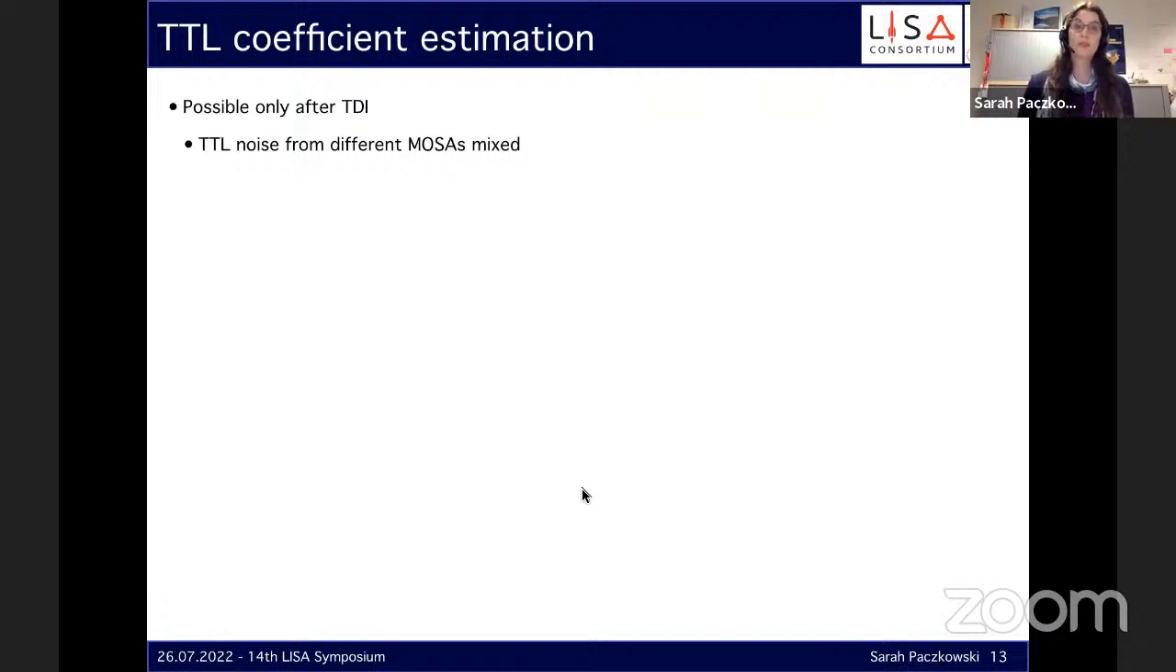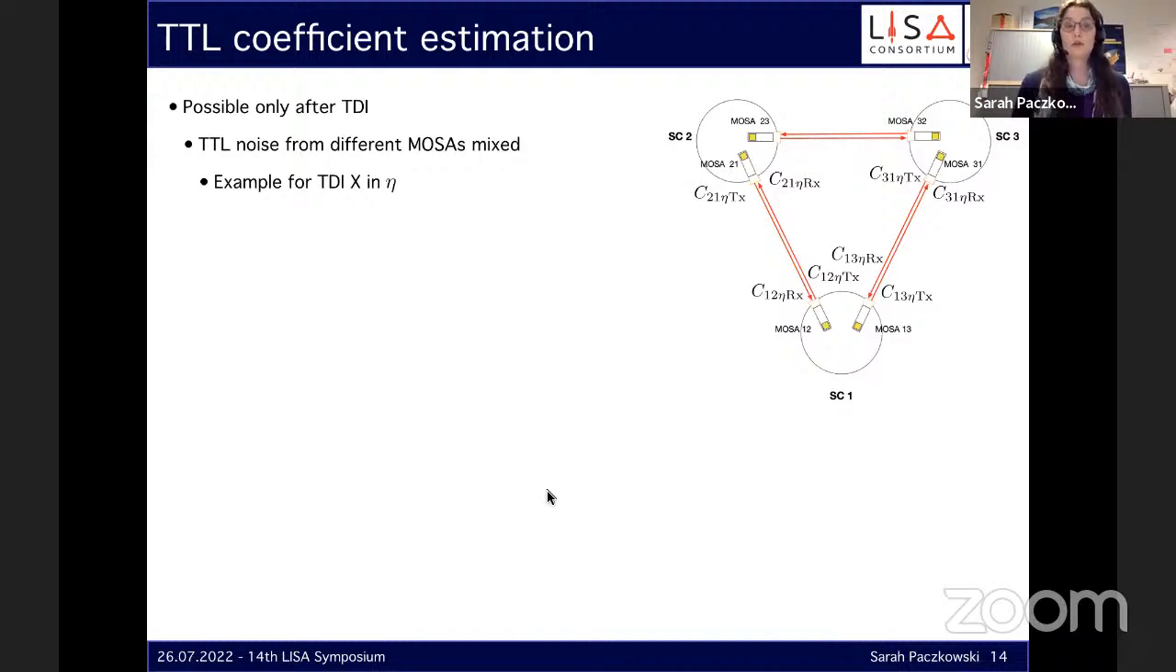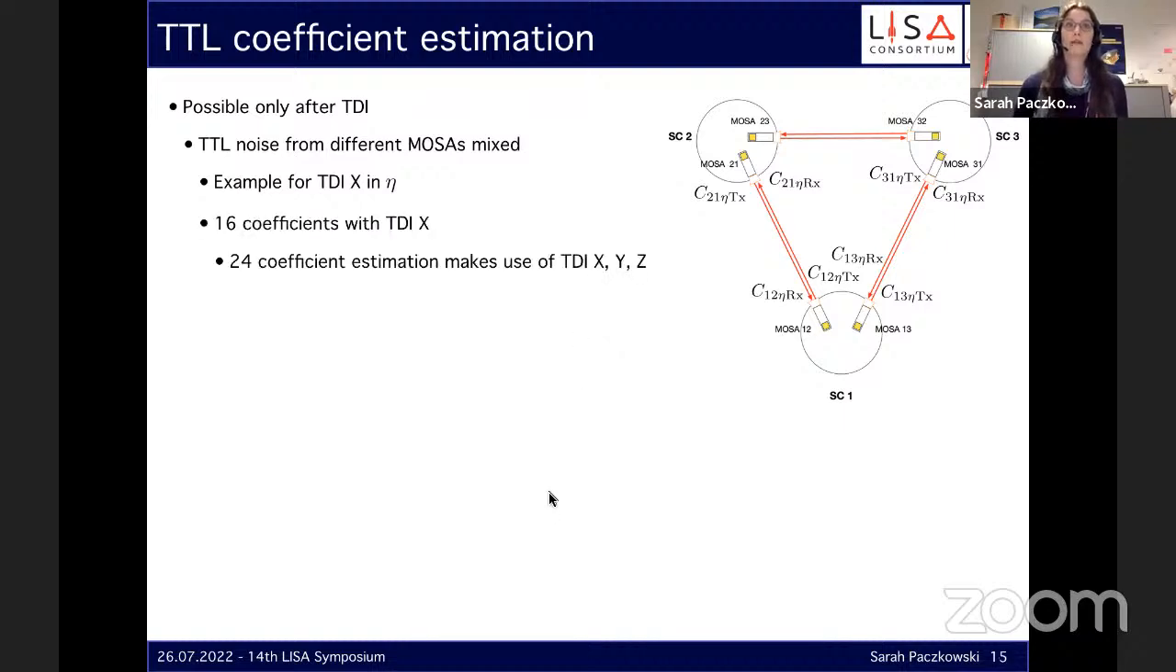So let me proceed with a few more details on the TTL coefficient estimation, also beyond the simple example. This is possible only after TDI because you have to get rid of the laser frequency noise. However, the tilt to length noise is then mixed in TDI from the different MOSAs. Let's have a look at TDIX for one example, for example, ITER in here. You can see that already we have 8 coefficients just along ITER and just in TDIX, and they all get mixed together. And in total, you have 16 coefficients in TDIX.